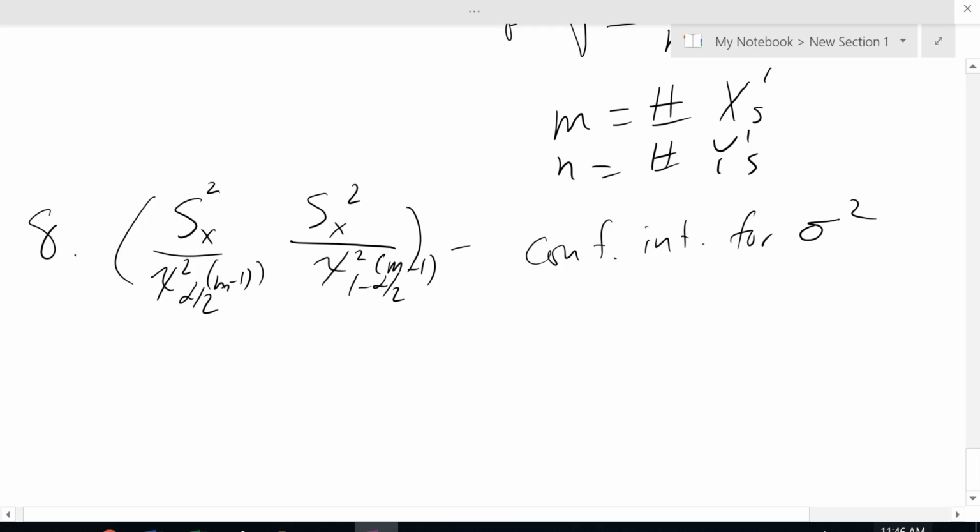Did I forget my n minus 1 on top? Oh, I did forget my n minus 1 on top. Thanks. It's a good thing I'm reviewing so I can tell you the wrong things.